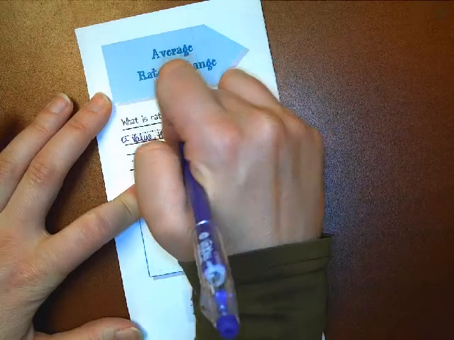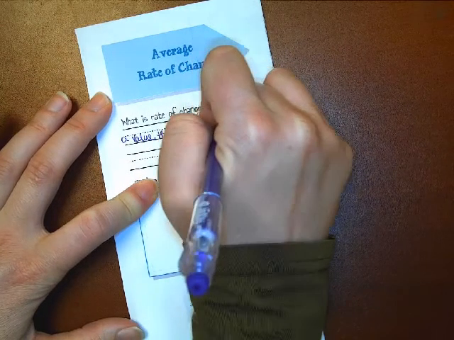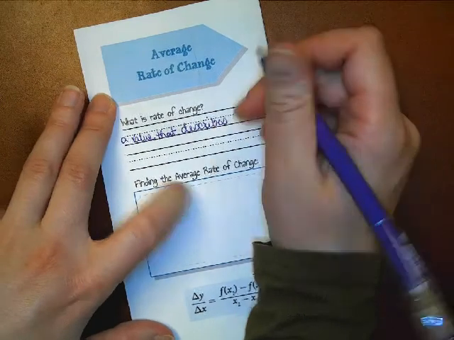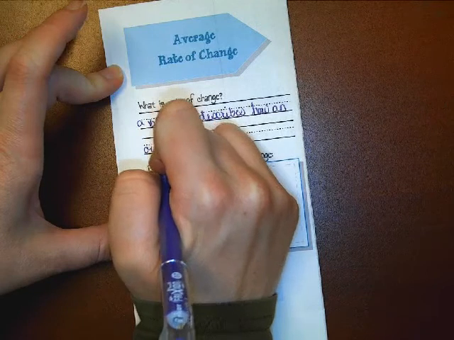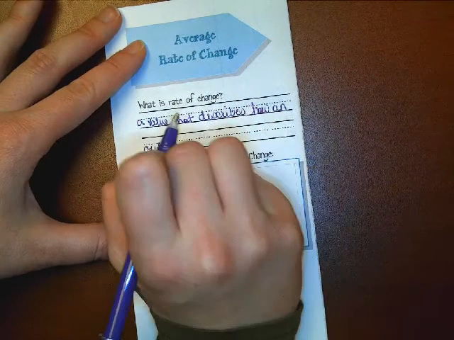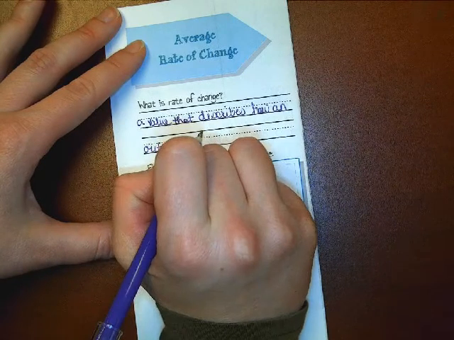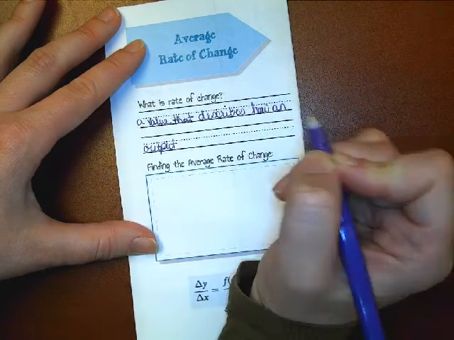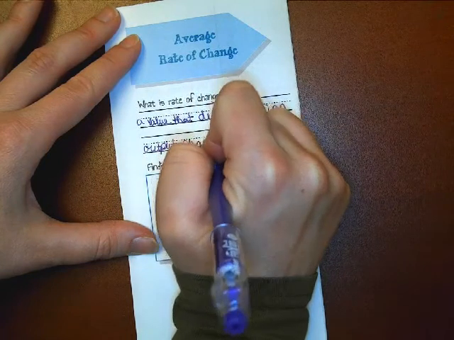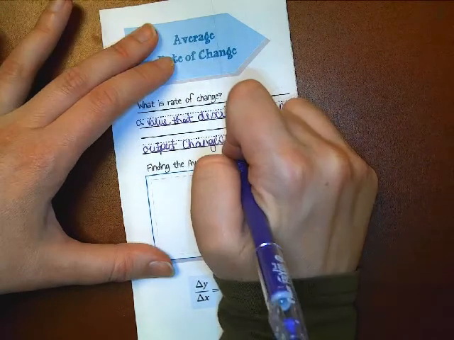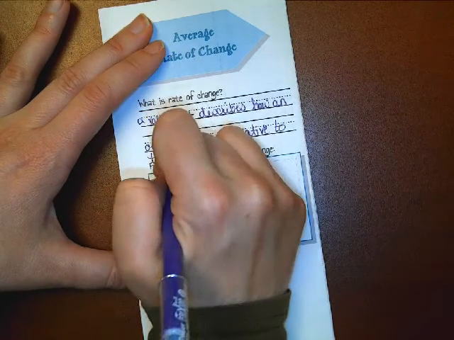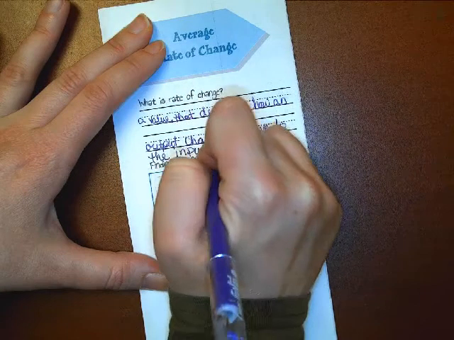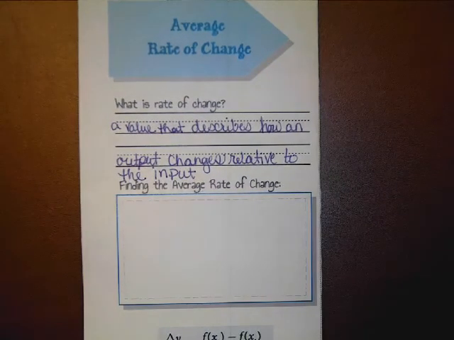A value that describes how an output changes relative to the input. How do you spell what? D-E-S-C-R-I-B-E-S. A value that describes how an output changes relative to the input.